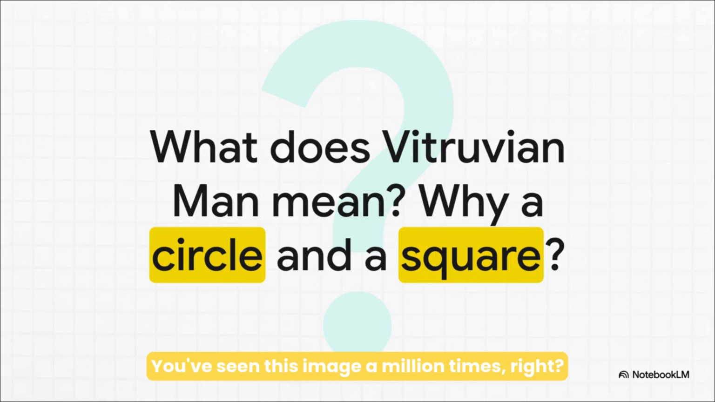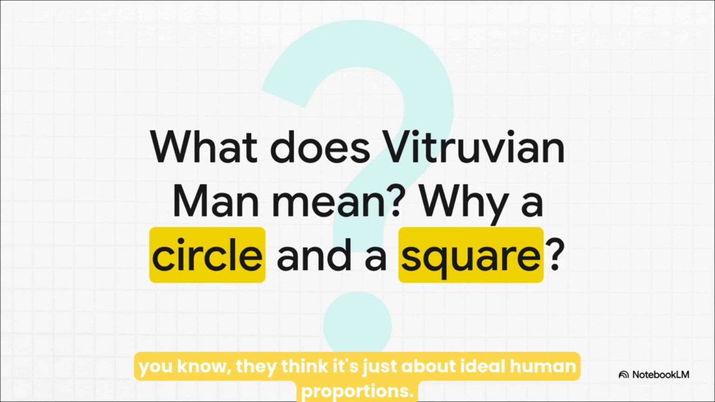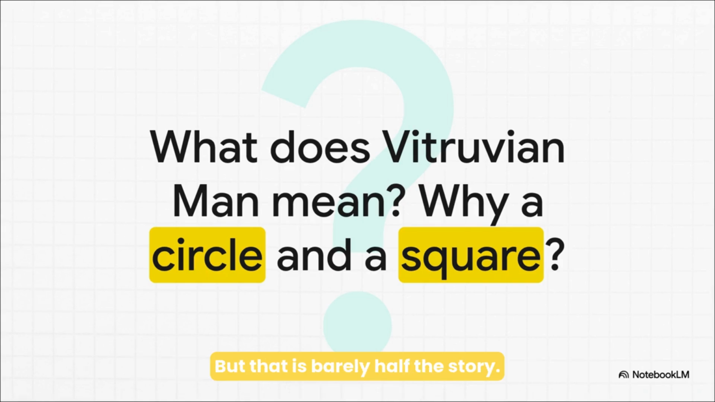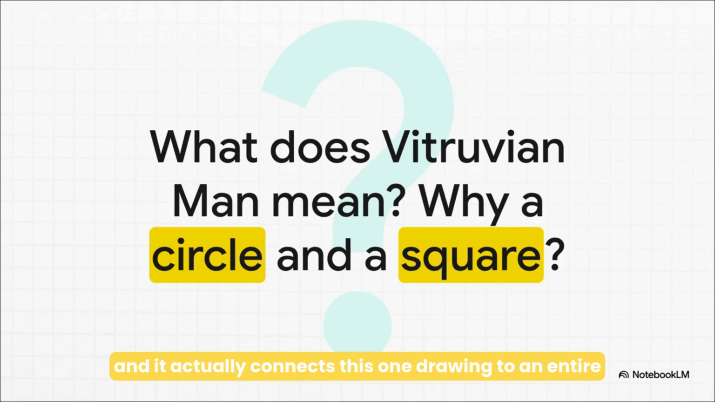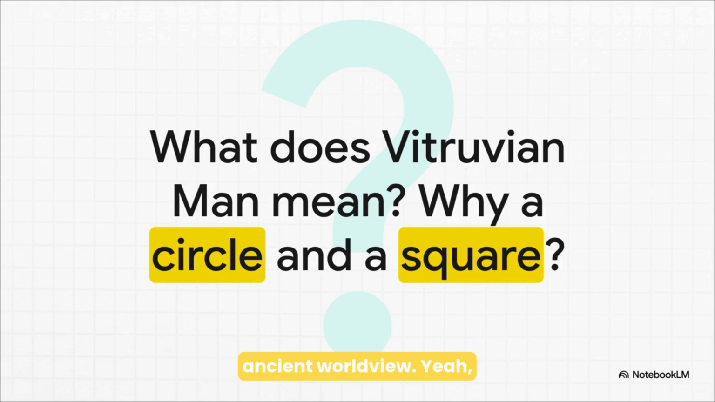You've seen this image a million times, right? Leonardo's Vitruvian Man. Most people think it's just about ideal human proportions. But that is barely half the story. The real meaning goes so much deeper, and it actually connects this one drawing to an entire ancient worldview.